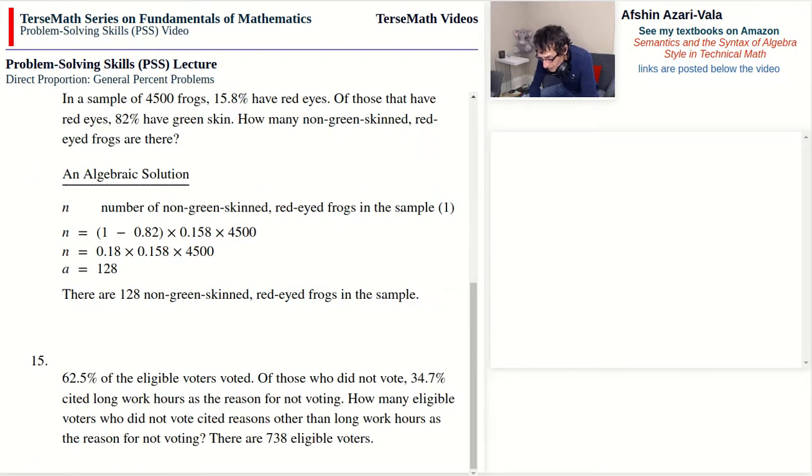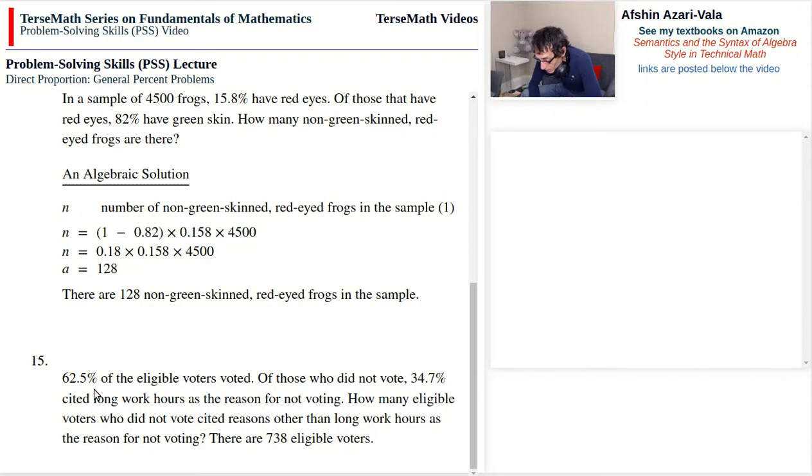Alright, and I believe this is the last problem. 62.5% of the eligible voters voted. Of those who did not vote, shame on them, 34.7% cited long work hours as the reason for not voting. How many eligible voters who did not vote cited reasons other than long work hours as the reason for not voting? There are 738 eligible voters.